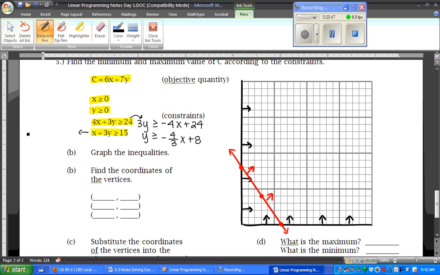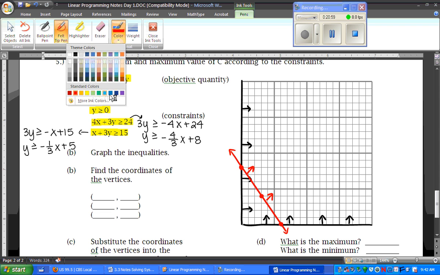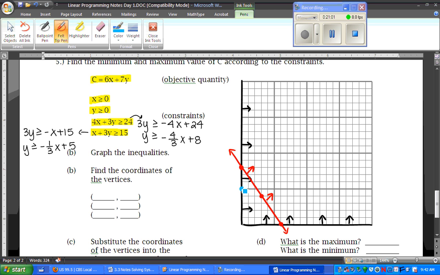For the last inequality, I also have to solve for y. So I subtract x from both sides and divide by 3. The y-intercept is 5. The slope is negative 1/3, so I go down 1 and to the right 3. And because it's a greater than inequality, I shade above.